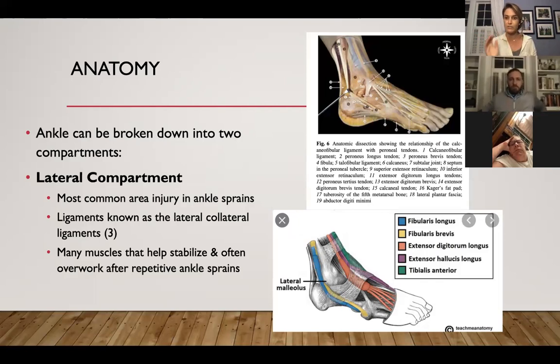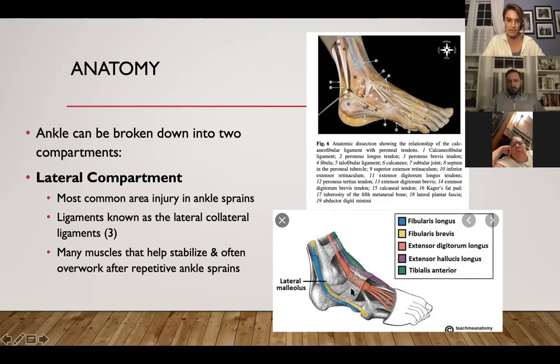So the lateral compartment is when people roll their ankles, when they sprain their ankles playing sports, like 99% of the time, it's this lateral compartment. There's 3 ligaments out there called the lateral collateral ligaments. If you land with your foot and it rolls in, that's what you're spraining, these outside ligaments. There's also lots of muscles. In this top picture here, these are the ligaments that you mainly sprain. And then down here, different colors are the different muscles.